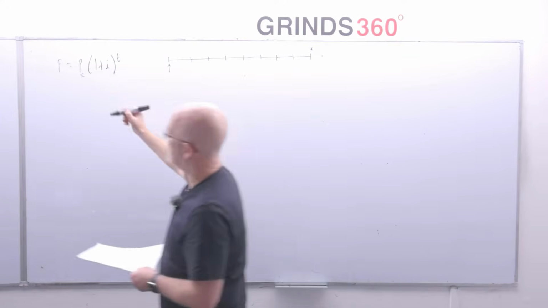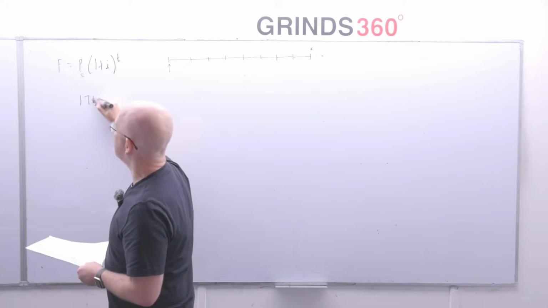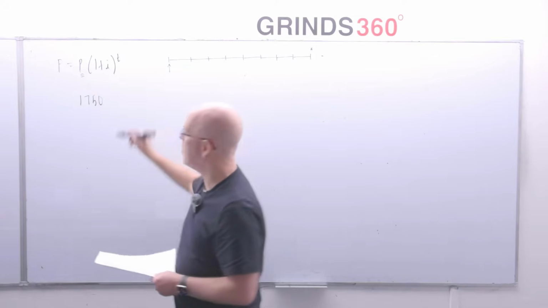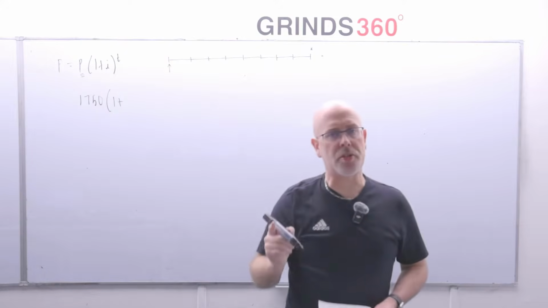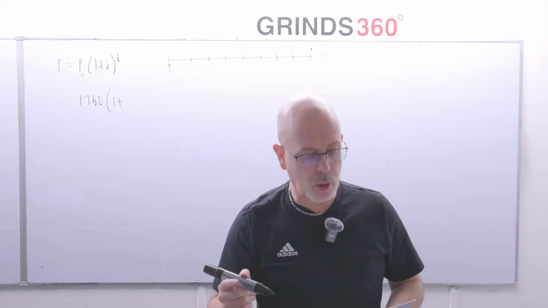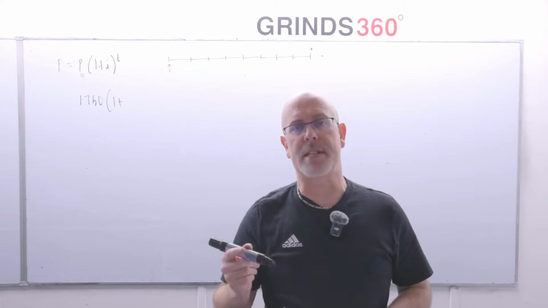So that first payment will end up being worth this. It's 1,750, that's the amount of money she puts in, times 1 plus I. So remember, I is the interest rate as a decimal. So we're told the interest rate is 3.75%.